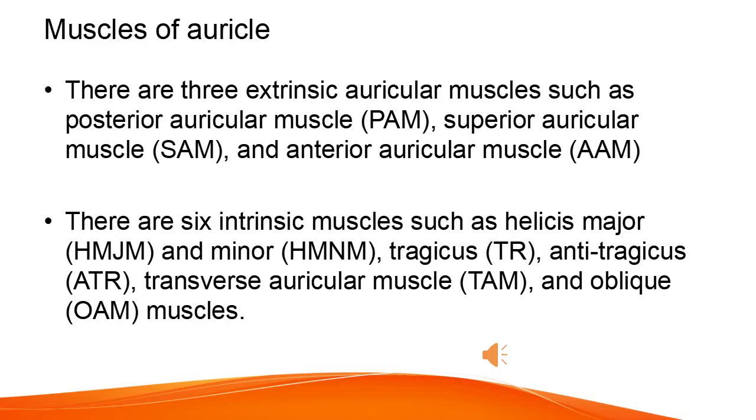Muscles of the auricle. There are three extrinsic auricular muscles: posterior auricular muscle, PAM; superior auricular muscle, SAM; and anterior auricular muscle, AAM. There are six intrinsic muscles: helicis major, HMJM, and minor, HMNM; tragicus, TR; antitragicus, ATR; transverse auricular muscle, TAM; and oblique, OAM, muscles.